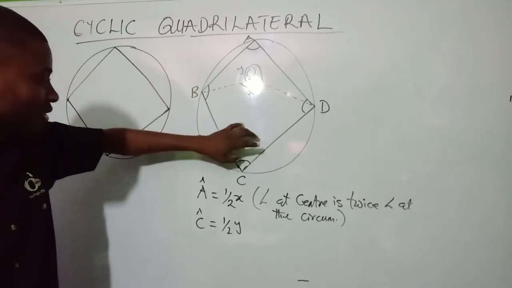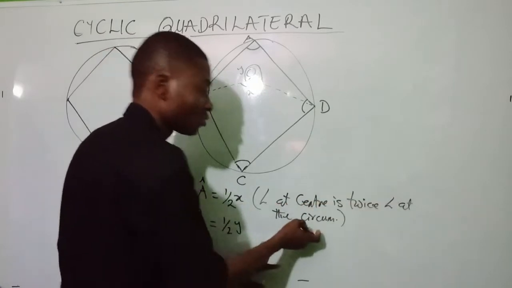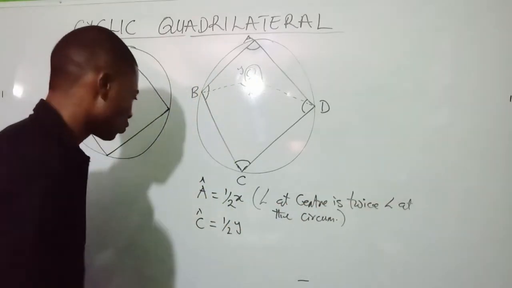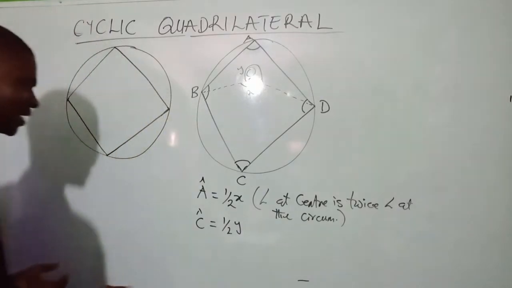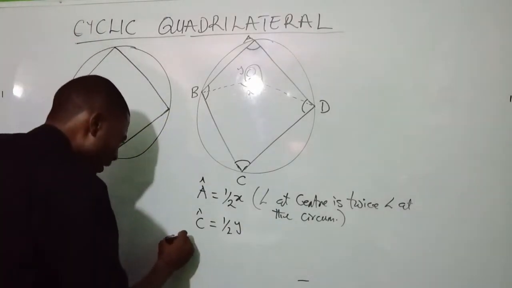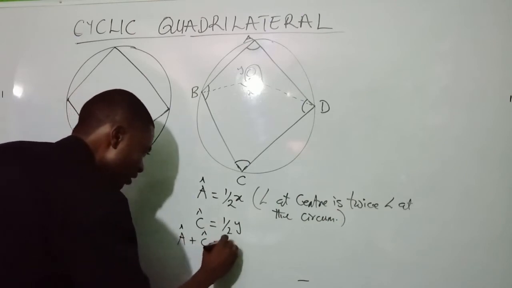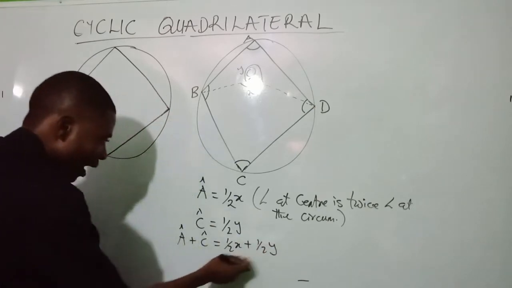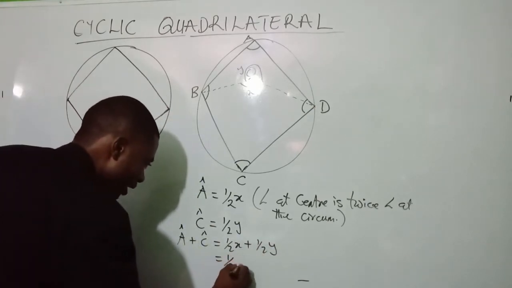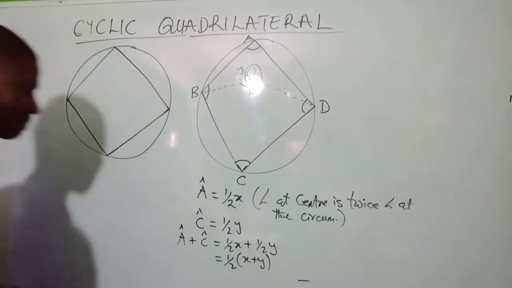What is the reason? The same reason: the angle at the center is twice the angle at the circumference. So if that is the case, what will I do now? I can easily say that angle A plus angle C is equal to 1 over 2x plus 1 over 2y. Now, half is common, so I can bring that out. So 1 over 2 open bracket x plus y.